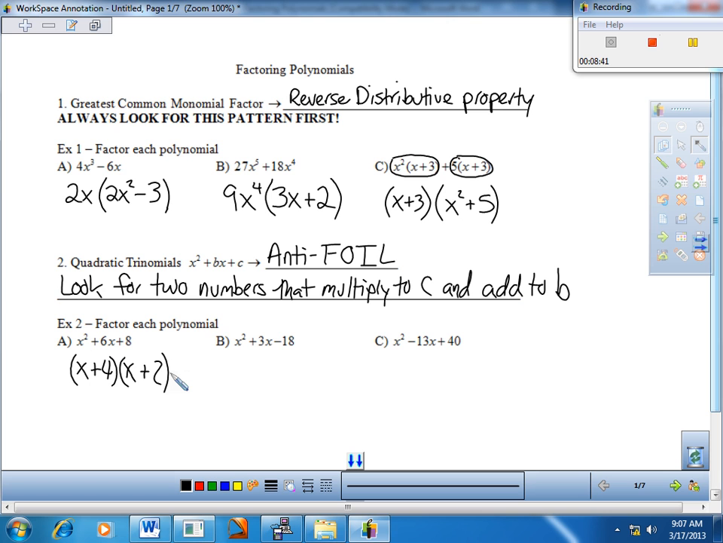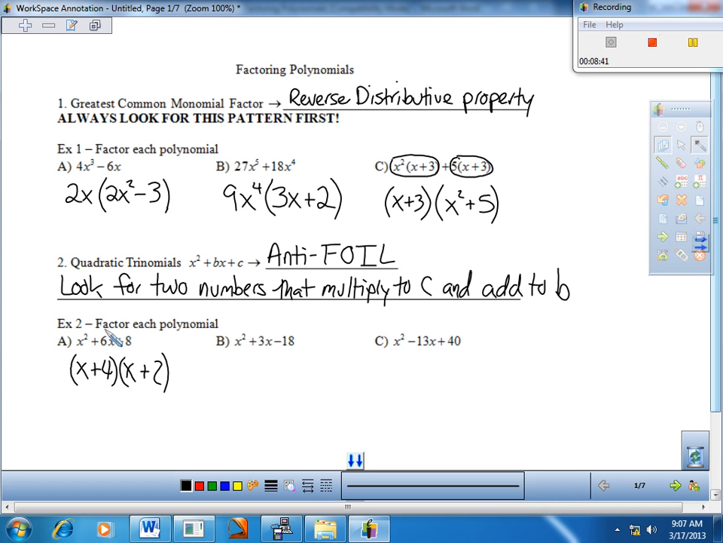And so that should take care of the last pieces here, the O, the I, and the L, specifically the L, and then the O and the I should take care of the middle. So let's take just a quick peek. I already told you x times x is x squared. The last, 4 times 2 is 8. That's great. And now look at the outside and inside. 2x and 4x make the 6x.